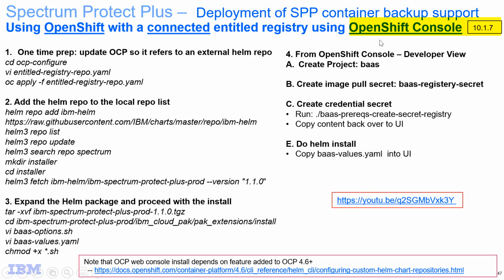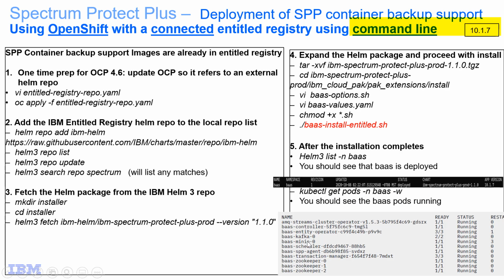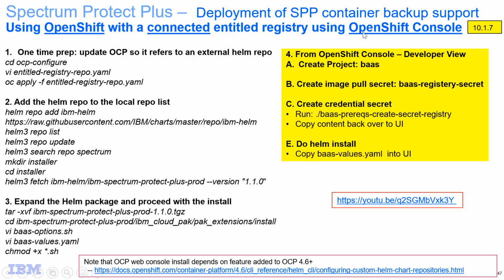So the OpenShift console install method is just slightly different from the command line method, because in the command line method, you'll just kick off an executable, BAS install-entitled, versus the OpenShift console method, where you'll go through the OpenShift console to do the creation of the secrets and the Helm install.